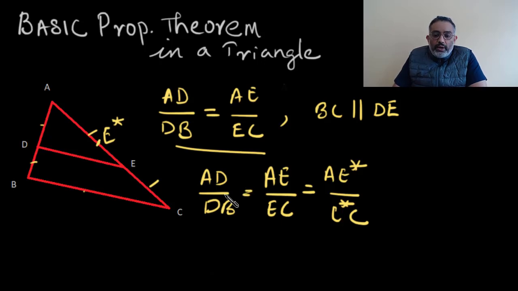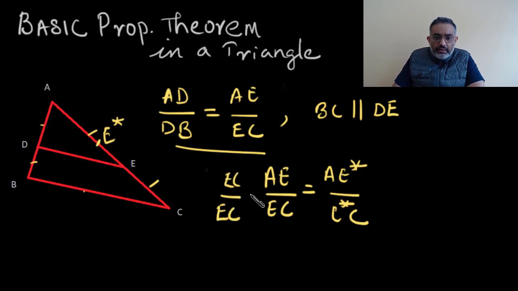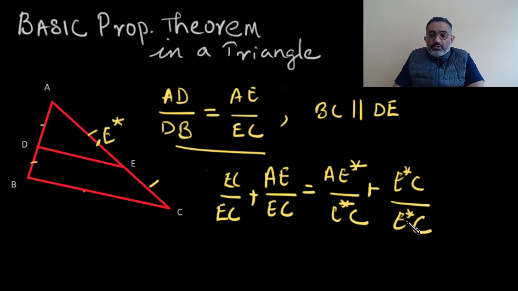All we have to do is to add a 1 to both sides. Let me show you. So what we have here is AE, and we are going to add the rest to make it a full AC. So we will do EC by EC, and this is a 1. And we will do a similar approach. We will do E star C by E star C. And this is also 1, so the equation is balanced now.